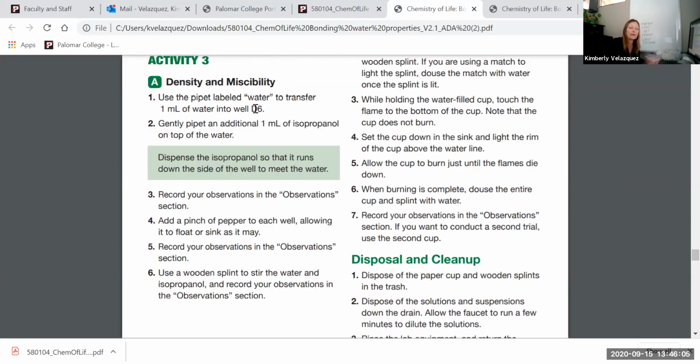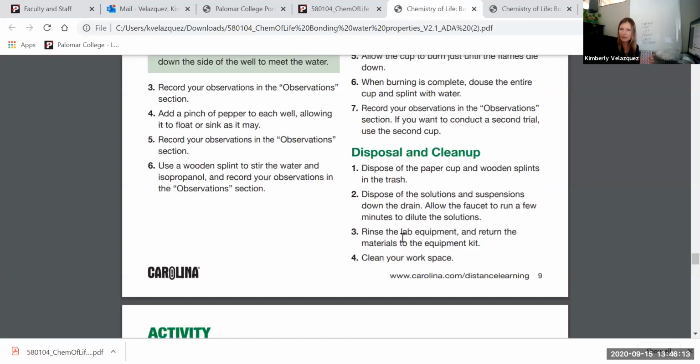Okay, disposal and cleanup. Everything this week can go in the sink. Please rinse it down the sink very well. Make sure you don't have any dishes in the sink when you rinse these things, because you don't want to contaminate the dishes with any of these chemicals. Make sure that nothing else is in the sink.